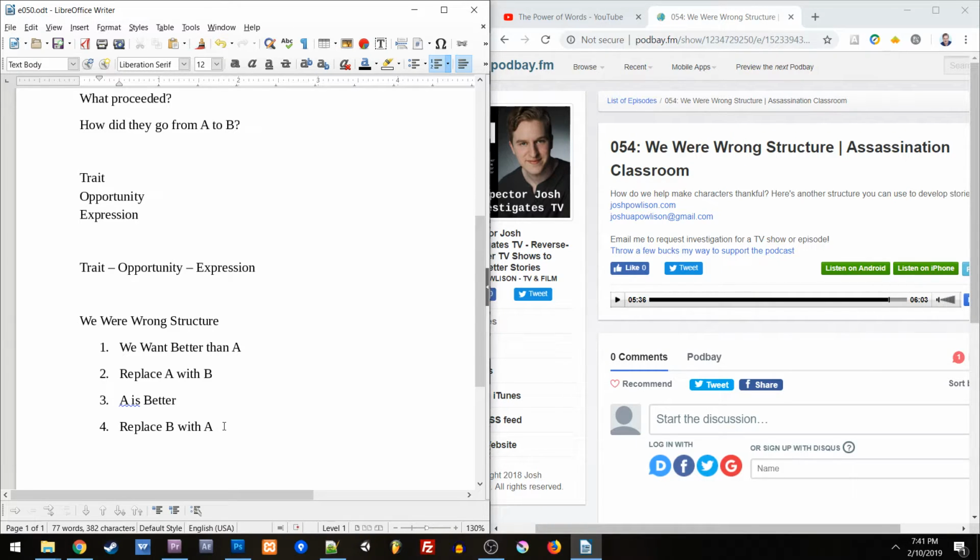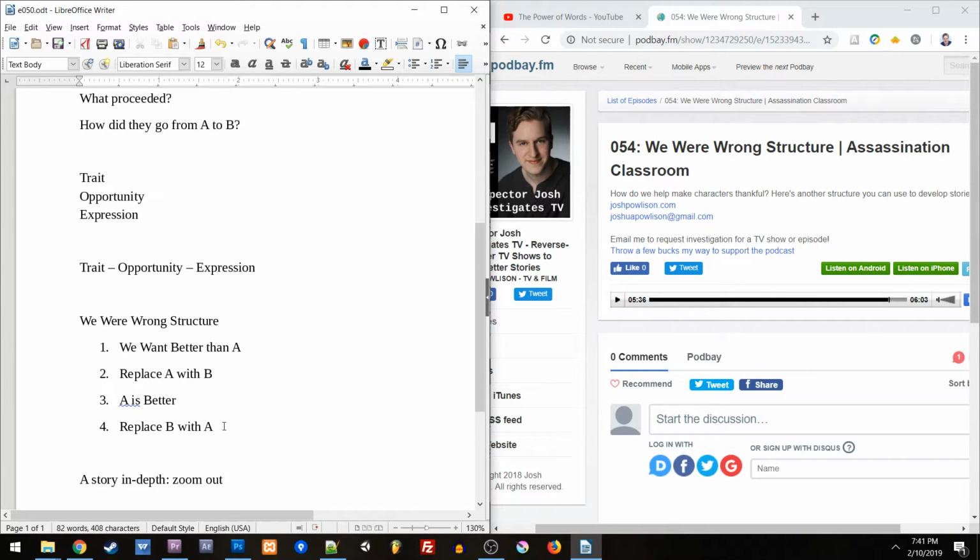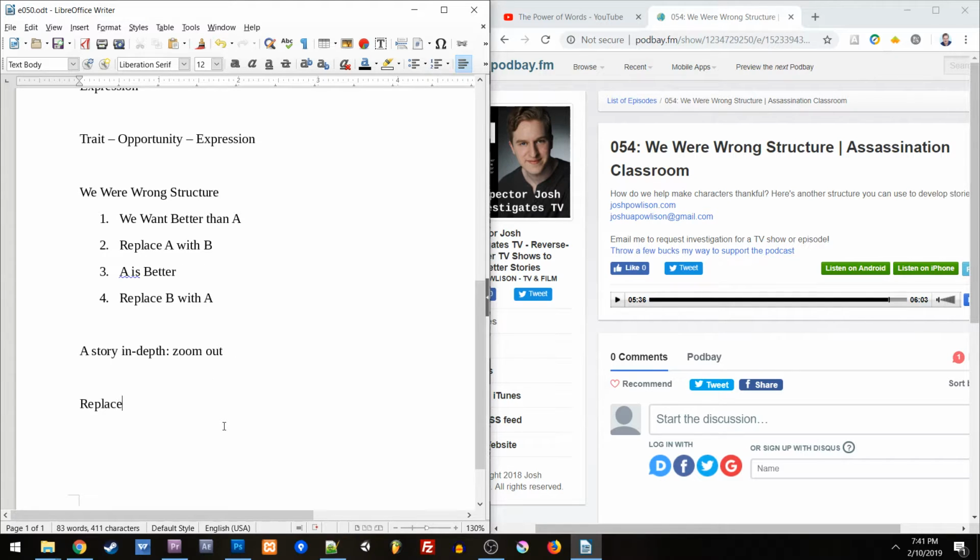Really this ends up being taking a story overall, taking a story in depth, in detail, and then you zoom out. And then you replace specifics with generics. And this can give you new techniques that you can apply across stories.